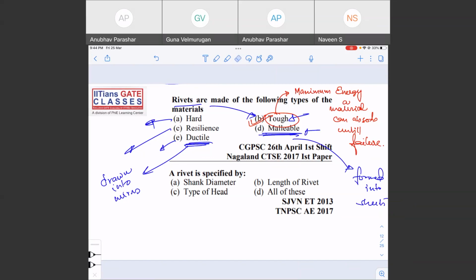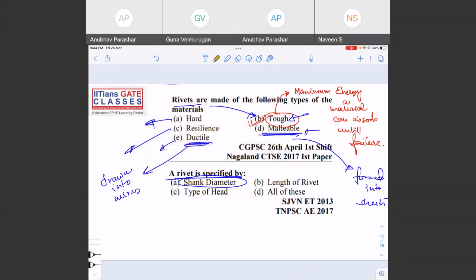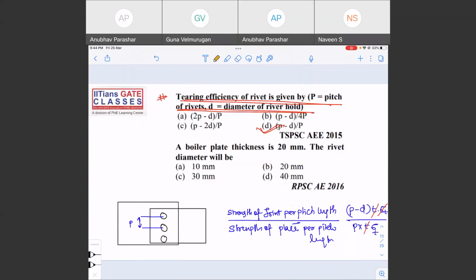Okay, we can keep on discussing, a lot of examples I can give, okay? But let us now limit ourselves to this. A rivet is specified by its shank diameter. We'll see, when we get to bolts, what a shank diameter is. Yes, basic small questions might be asked. This is not much with respect to designing, but some things you can actually understand, right?